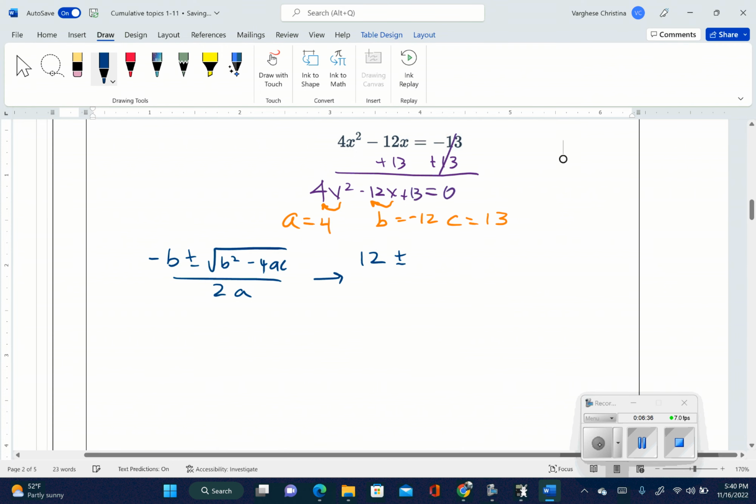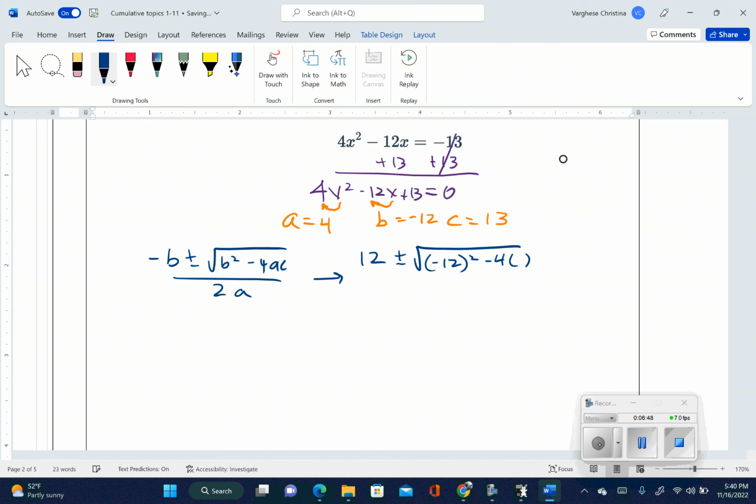So 12 plus or minus square root of B squared. Since the B is negative, we're going to put negative 12 squared minus 4. It's always 4 times A times C. Let me extend this. So our A is 4 and our C is 13. A lot of you put negative 13. All divided by 2 times A, which is 4.